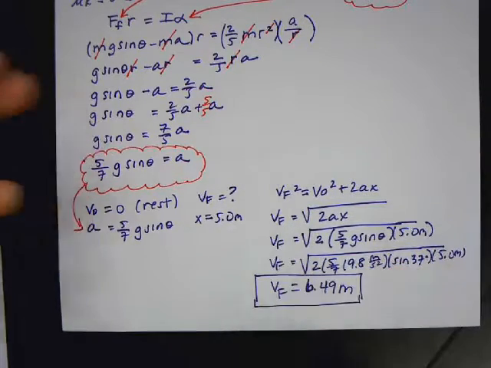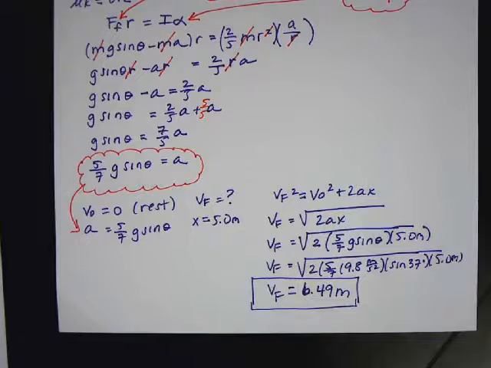So the key here to doing this problem was it's the frictional force which causes it to roll, because that's creating the torque. So when you say torque is equal to I alpha, it's the frictional force, not the net force that's acting on that. And that's it.